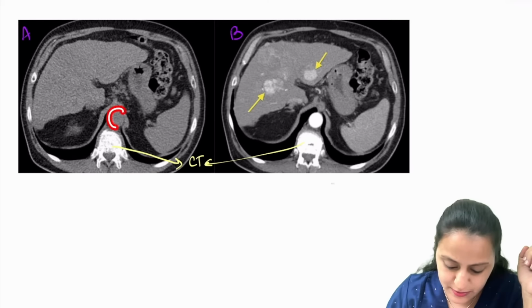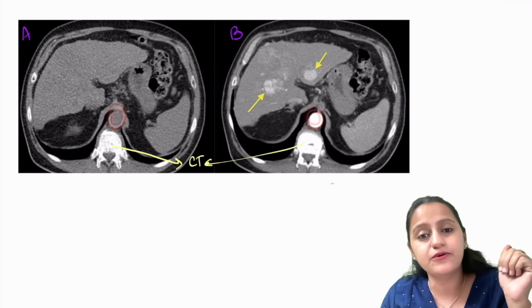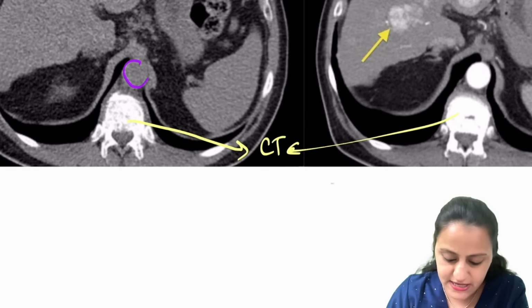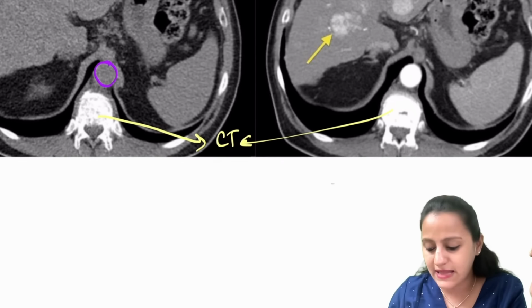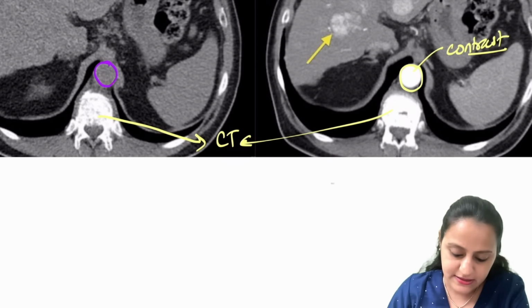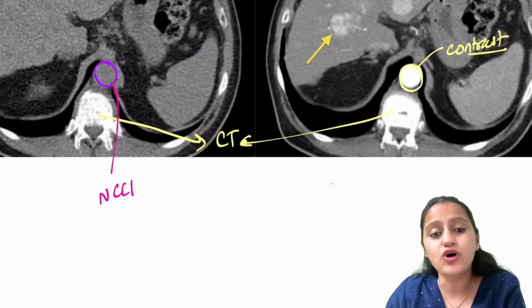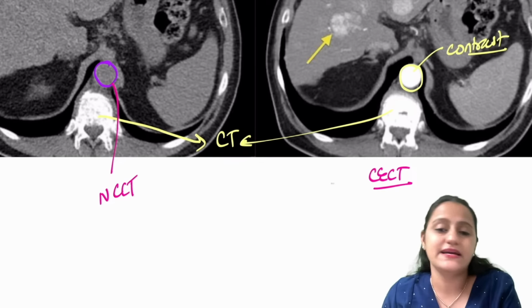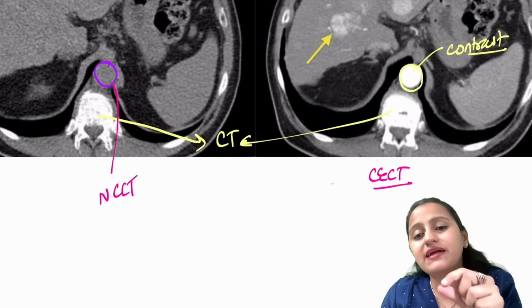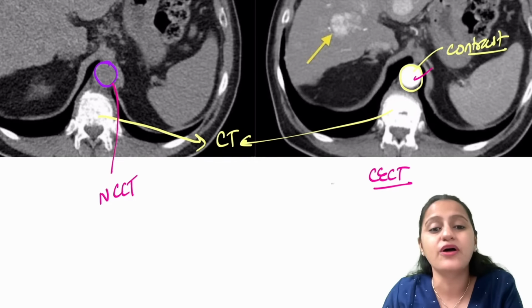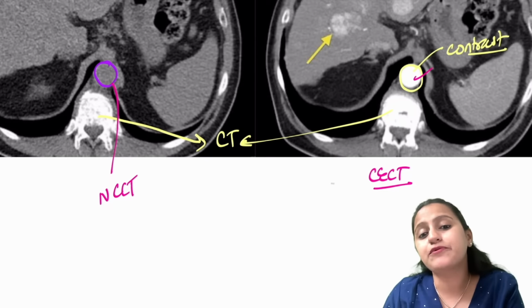So look at this one. This is the aorta. This is the aorta. Right in front of the vertebra, you have the aorta. This is the aorta which is appearing gray and this is the aorta which is appearing white. It is appearing white because of the contrast. This is appearing gray because this is non-contrast CT. This is appearing white because this is contrast enhanced CT. Right, so remember that this is a contrast enhanced CT and that is why the vessels appear white on contrast enhanced CT. That is how you identify.